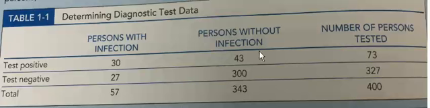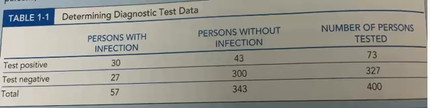Here we can see persons without the infection who tested negative, which are the true negatives, are 300. But those that tested positive, which are the false positives, are 43. So let's work with this data set.